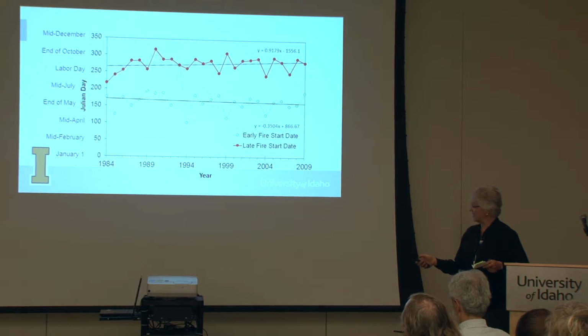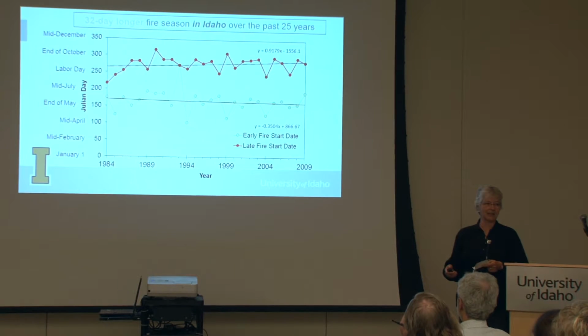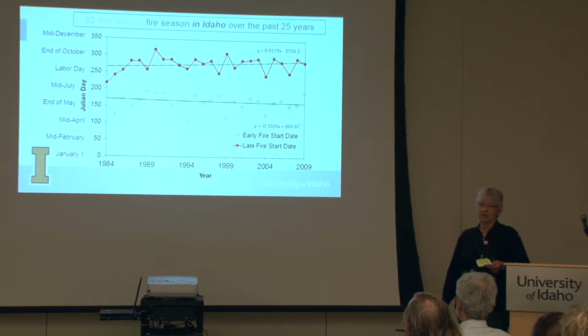And so here is basically the take-home message: the fire season has gotten 32 days longer since 1984 across Idaho. These data were built from the earliest day of the year to the last day of the year. What's the earliest any large fire was detected? A little bit earlier, but the last fire being put out is a little later, and so the difference between these two lines is now 32 days longer than it was in 1984. That's based on satellite mapping of fires.